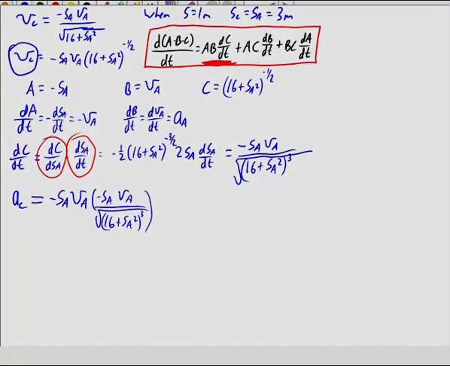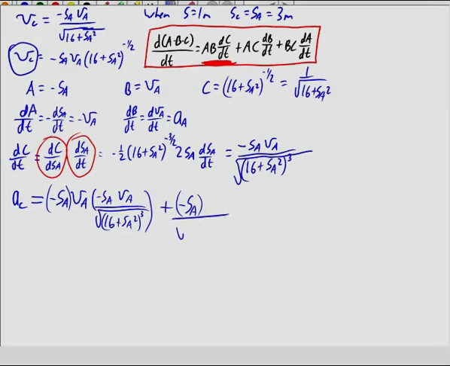I've now handled the first term, and now I'm going to add the second term, which is a. A is negative SA. I'm just going to use parentheses so we know where that negative sits. Negative SA, and c is 16 plus SA squared to the negative 1/2. I'm actually going to clean that one up too. That's just 1 over the square root of 16 plus SA squared. I'm going to go ahead and put it on the bottom.